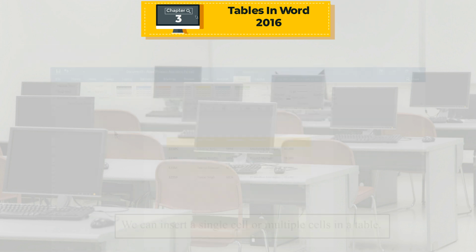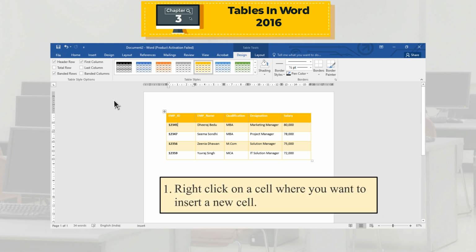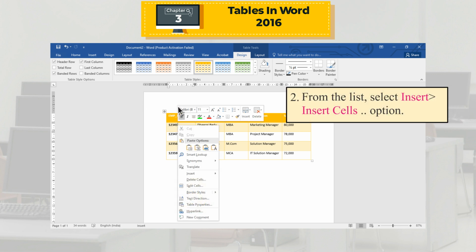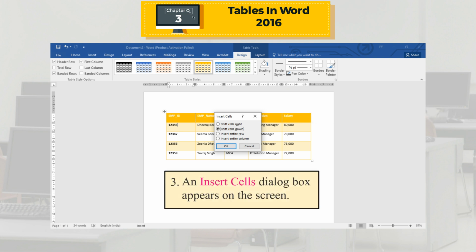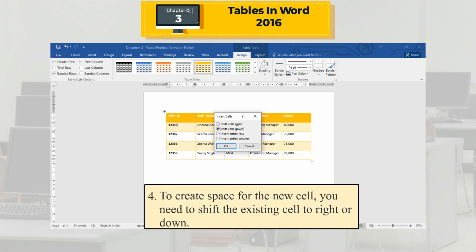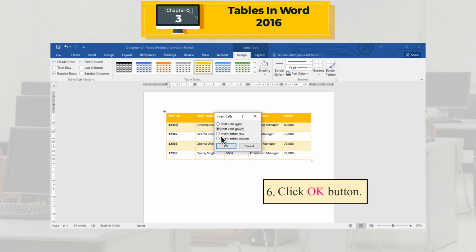Inserting cells. We can insert a single cell or multiple cells in a table. 1. Right-click on a cell where you want to insert a new cell. 2. From the list, select Insert Cells option. 3. An Insert Cells dialog box appears on the screen. 4. To create space for the new cell, you need to shift the existing cell to right or down. 5. Select a radio button according to your choice. 6. Click OK button.